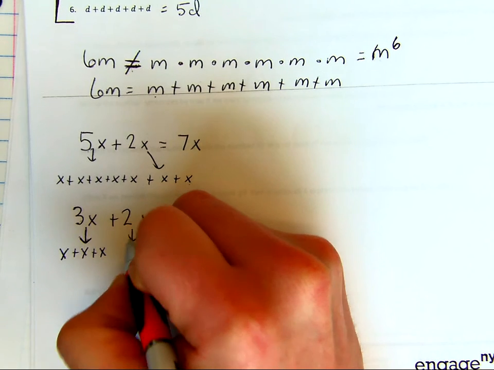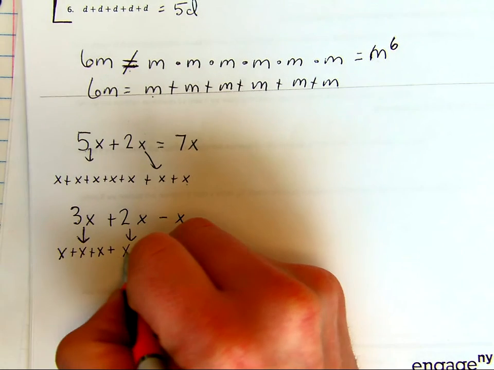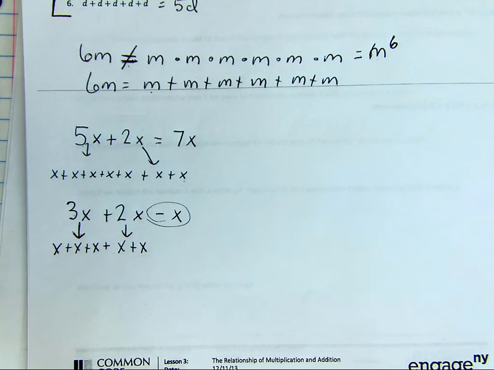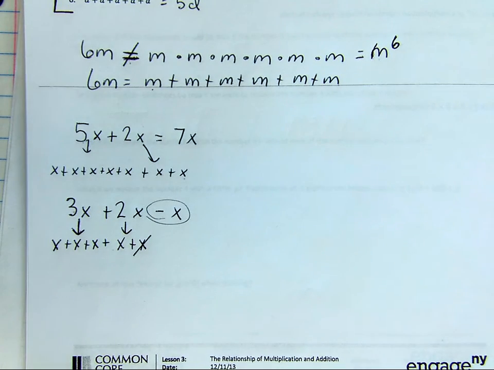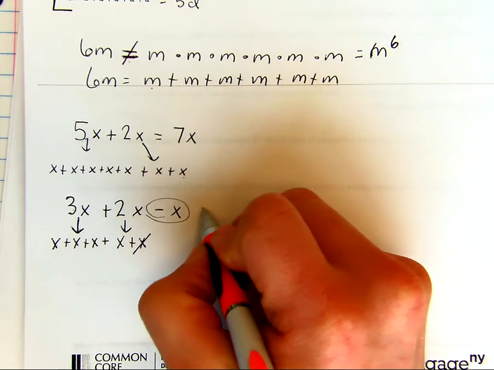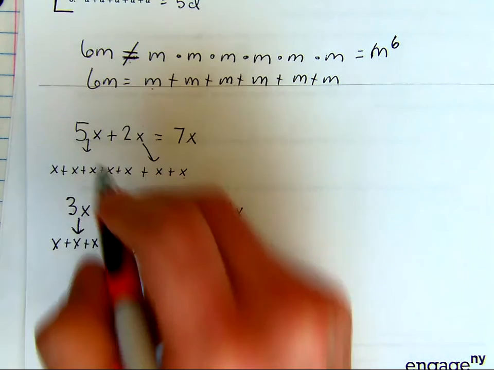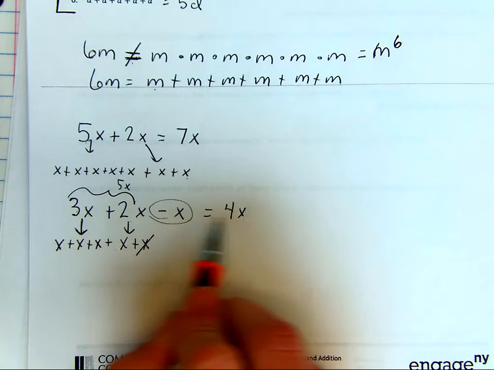And then 2x in expanded form. Brody? X plus x. And then subtracting an x would be like just crossing one out. So it would ultimately equal 4x. 3x plus 2x makes 5x. Minus x would be 4x.